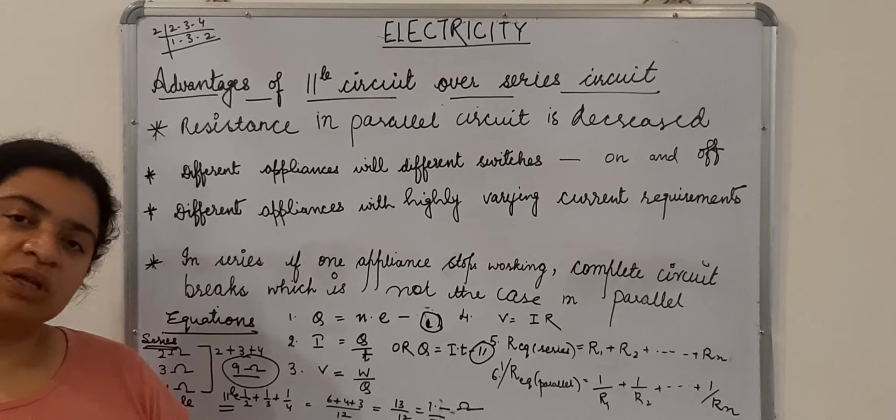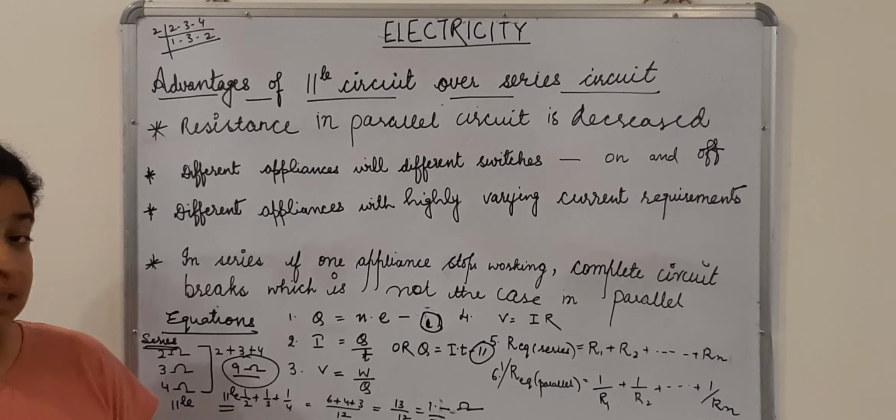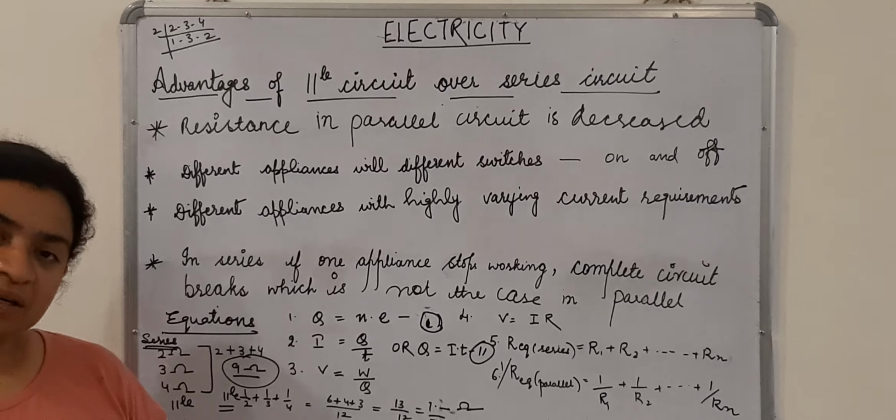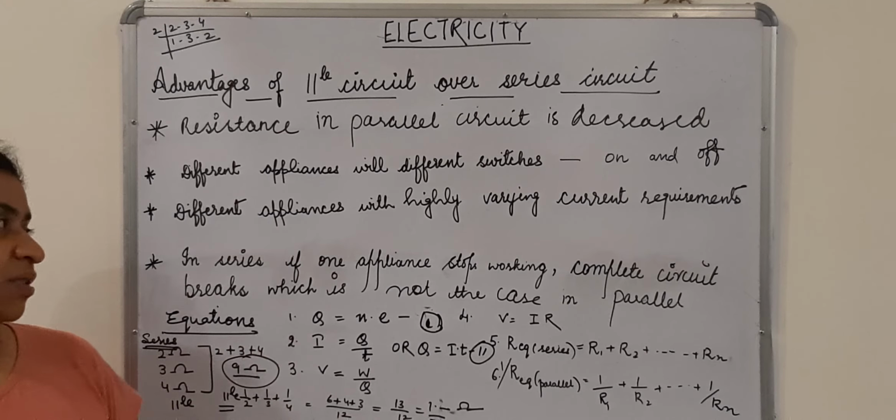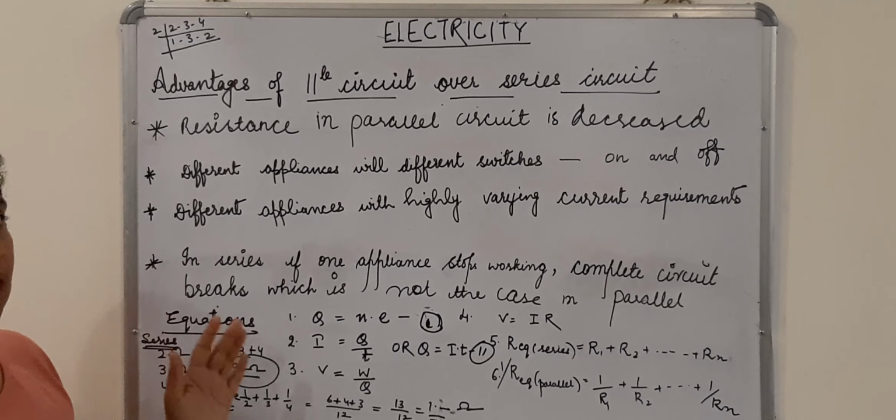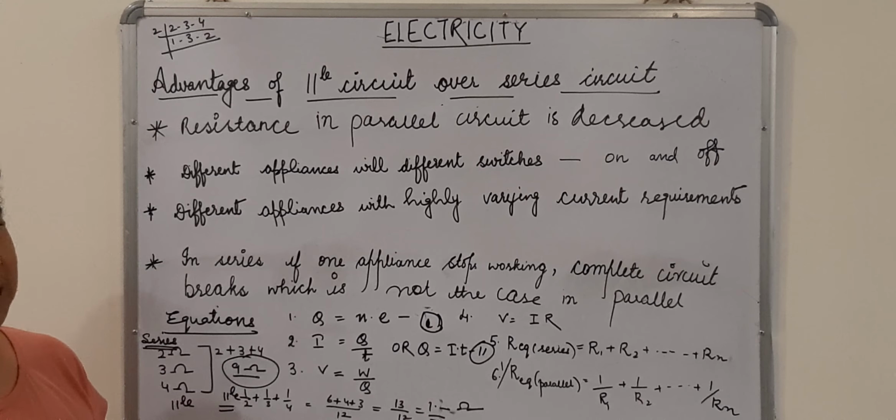Then we talked about the factors on which the resistance of a conductor depends. Factors we talked about were the length of the conductor, the area of cross section, the temperature, and the material of which the conductor is made. Children, that's all for the chapter till now. Next time we'll talk about the heating effect of electric current.